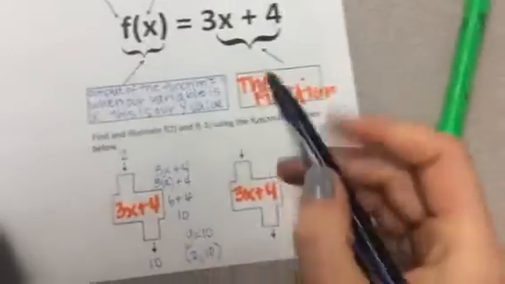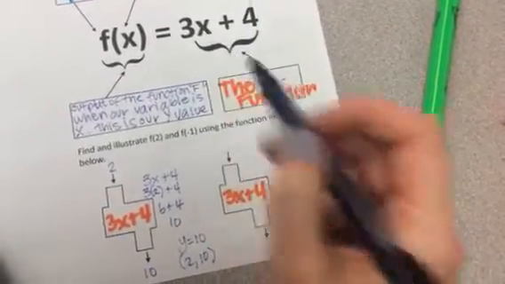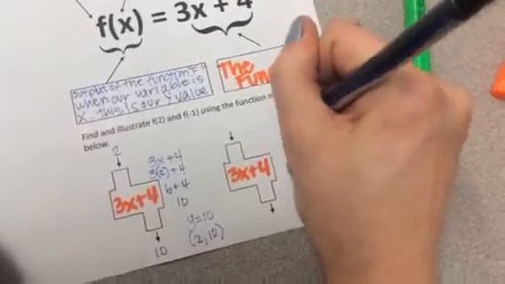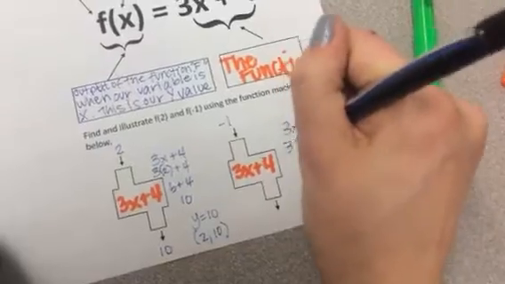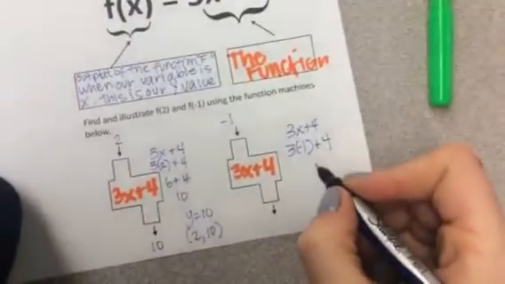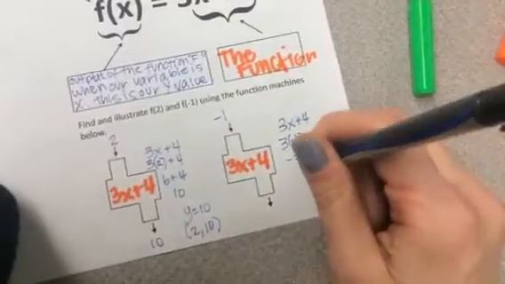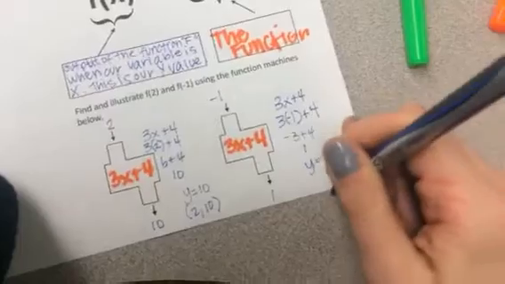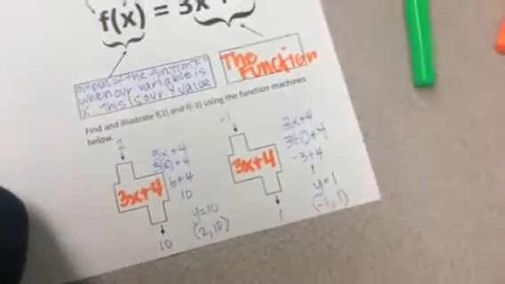We'll do it again. This time I'm replacing my x with a -1. So 3x plus 4 becomes 3 times -1 plus 4. 3 times -1 is -3, plus 4 is +1. So we get y equals 1, and we get an ordered pair of -1, 1.